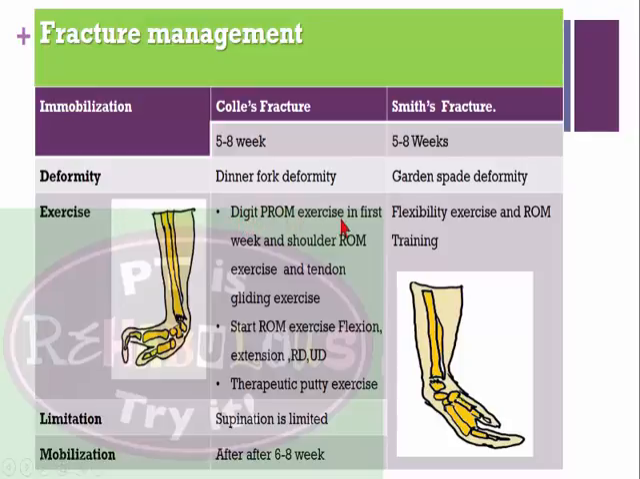Exercise: we can start passive range of motion exercise first in the first week, and especially range of motion exercise for the shoulder and tendon gliding exercise. Then after that, range of motion for flexion, extension, radial and ulnar deviation. Therapeutic putty for grip strengthening. If we are not providing good exercise, the patient's hand limitation is there, so supination is limited. Mobilization we can start after 6 to 8 weeks. And for Smith's fracture, we can start flexibility exercise and range of motion training.